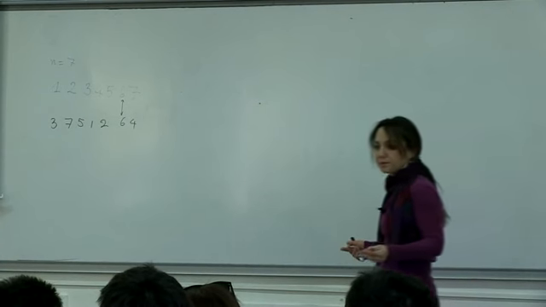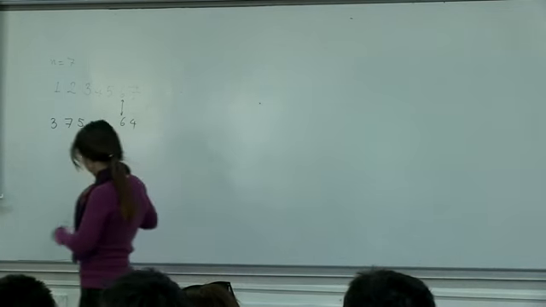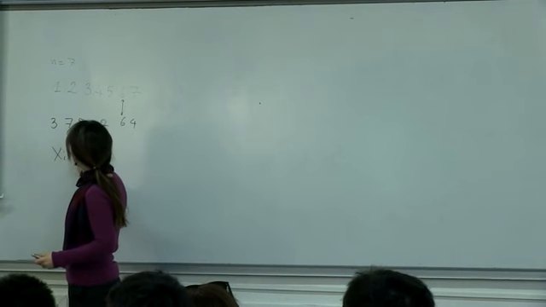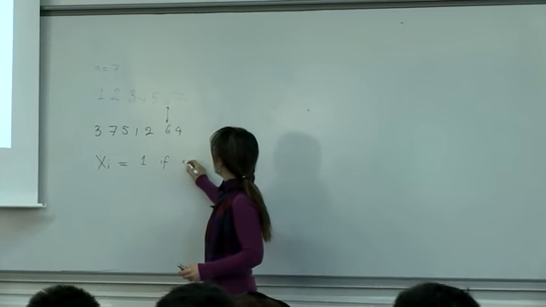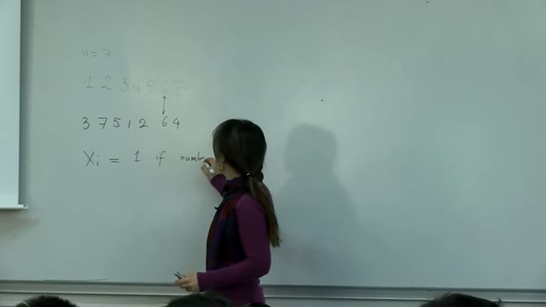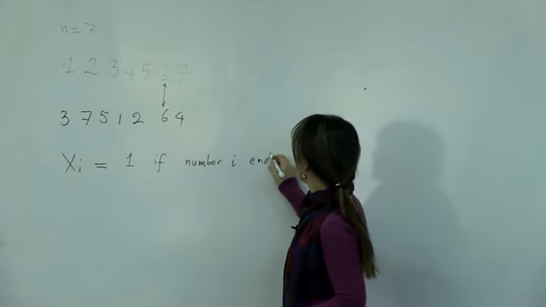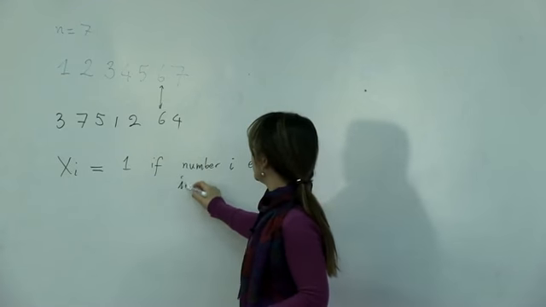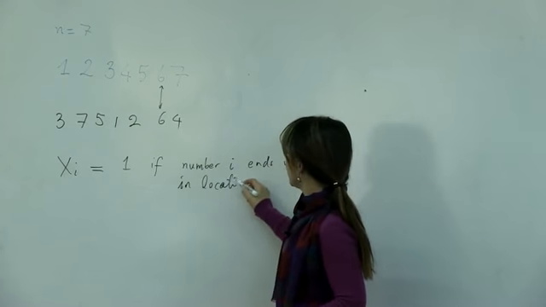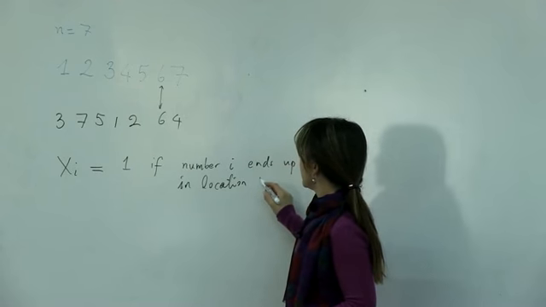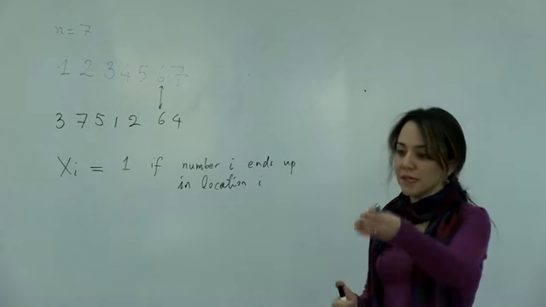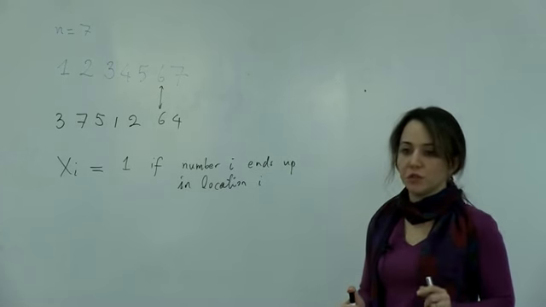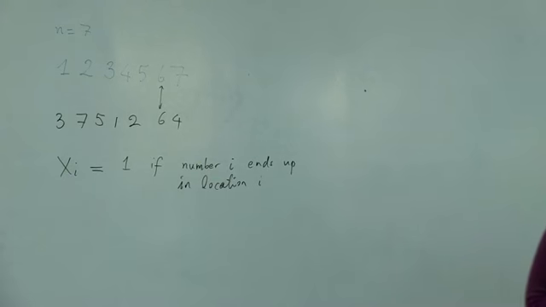So in general, let xi be equal to 1 if number i ends up in location i. I'm talking about just one. What is the probability that 6 ends up in the 6th location? What is the probability that 3 ends up in the 3rd location? They are 1 over 7, right?